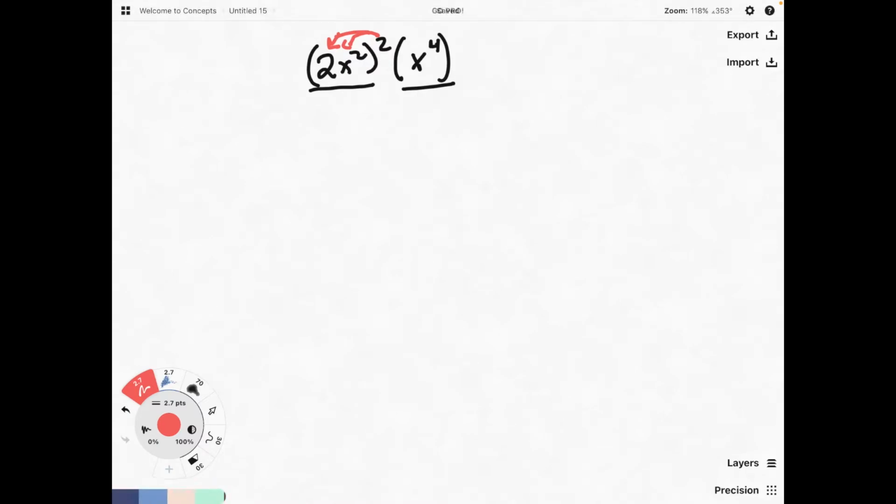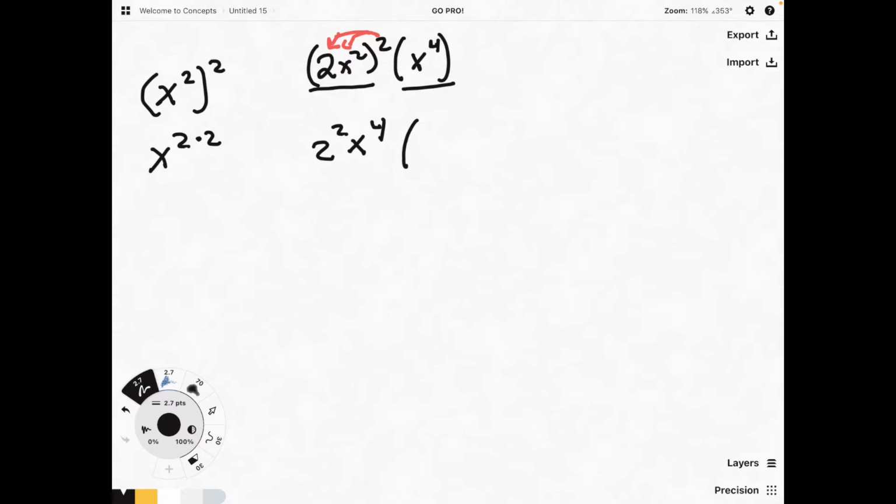So let's do that. So that states 2 squared x to the 4th, because in this one we have x squared squared, and by our rule, that is x to the 2 times 2, because they're being multiplied. So that's our rule, and that's how we get 4. And then we're still multiplying that by x to the 4th.